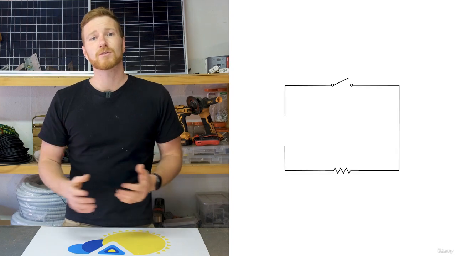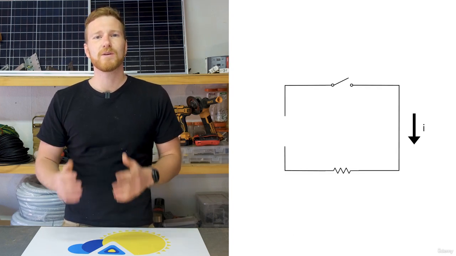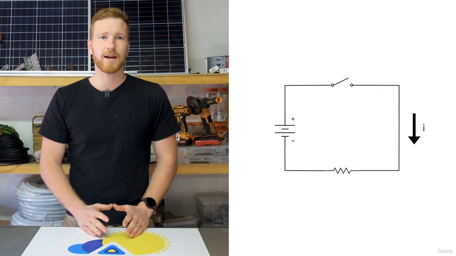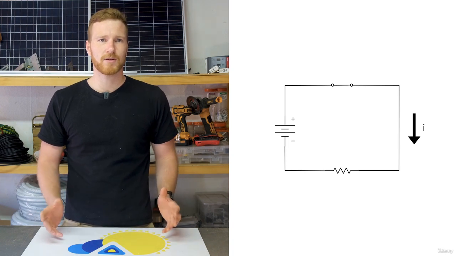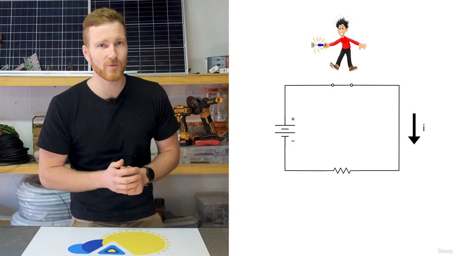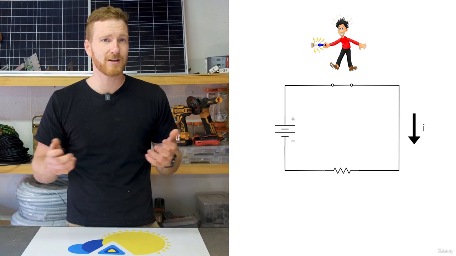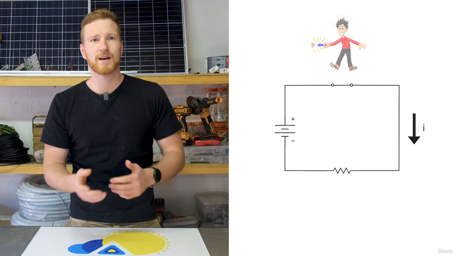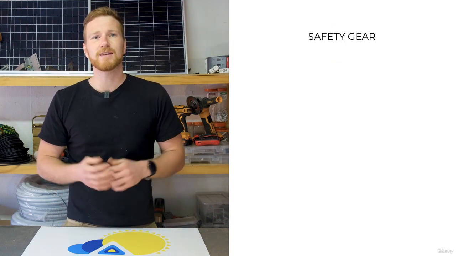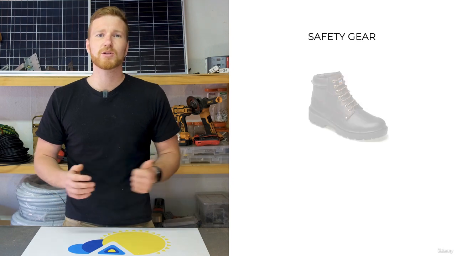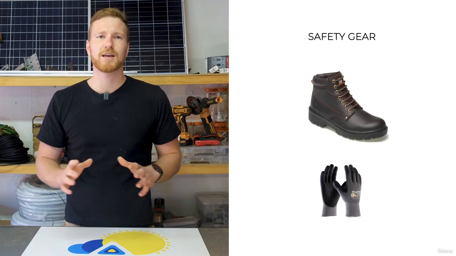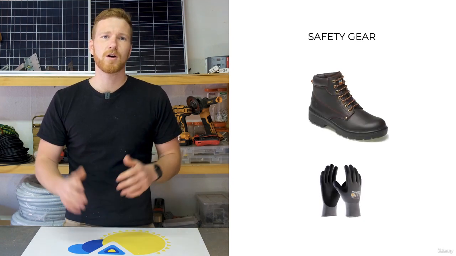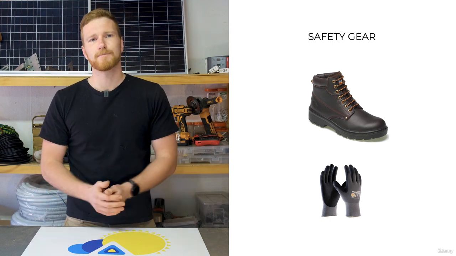In order for electrical energy to flow, there needs to be a potential difference applied within a closed circuit. And trust me, you don't want to be the one that completes this circuit if it's high voltage. So always wear safety gear when dealing with high voltages. Rubber shoes and rubber gloves should keep you safe with low-level voltages of residential circuits.